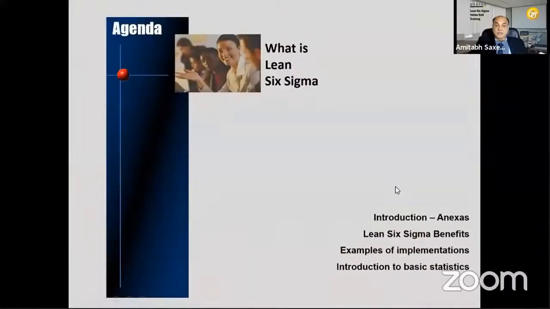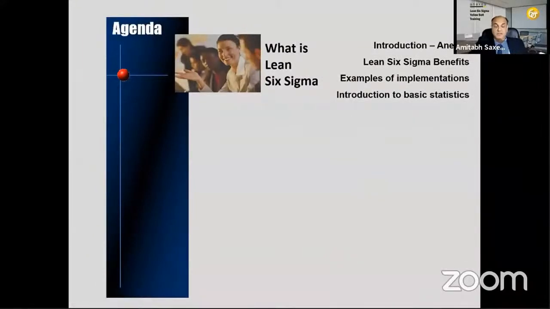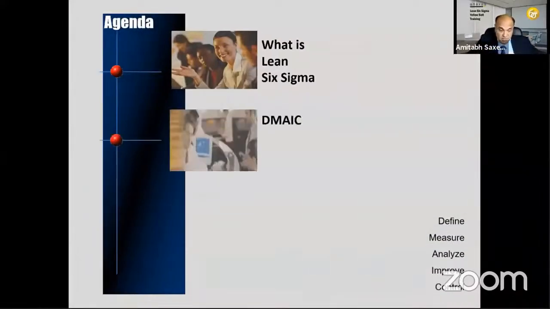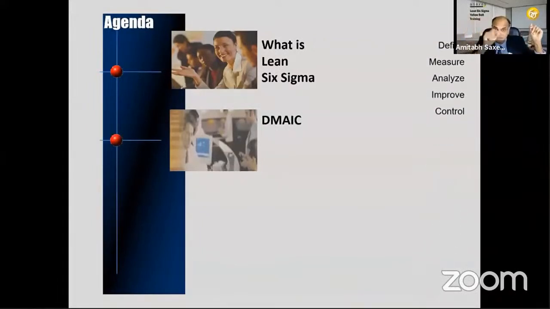The agenda of the training: introduction to Anexas, Lean Six Sigma benefits. How does Lean Six Sigma benefit us or any organization? Examples of implementations. We'll give you some examples to help you understand how Lean Six Sigma is implemented in your organization. Usually, we need to understand the sequence, and I'll give you the sequence of implementation of Lean and Six Sigma in any organization by giving examples of 4 or 5 organizations. The flow of Lean Six Sigma implementation will be clear to you.